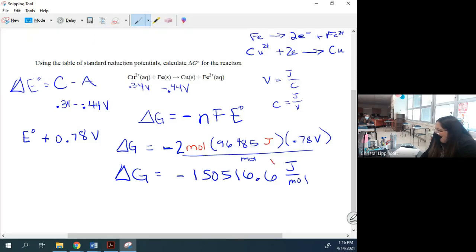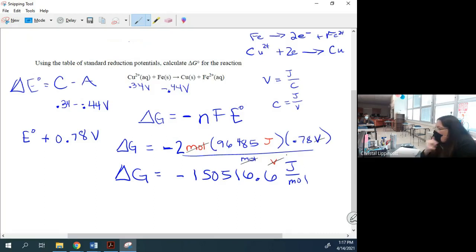Joules per volt. So then, when I do that, my volts are going to end up canceling here, and my moles cancel. So it's going to leave me, how did I end up with joules per mole for my answer?